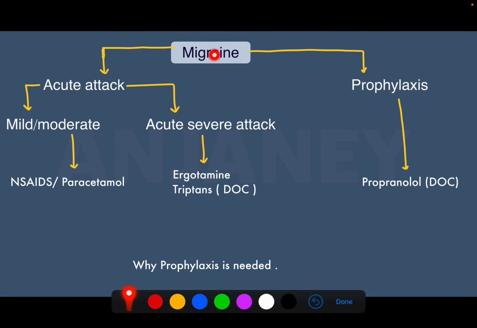So in migraine, if we are having an acute attack and it's mild, then we give NSAIDs or paracetamol, so they'll take care of it. But if it's acute or severe, we give these two important drugs, which are ergotamine and triptans. These are the drugs of choice. Now for prophylaxis we are giving propranolol. These drugs are pretty clear: whenever we are having a severe or acute attack of migraine, we are giving drugs to reduce the pain, right? But why are we giving drugs for prophylaxis? Like we are giving propranolol here for prophylaxis.